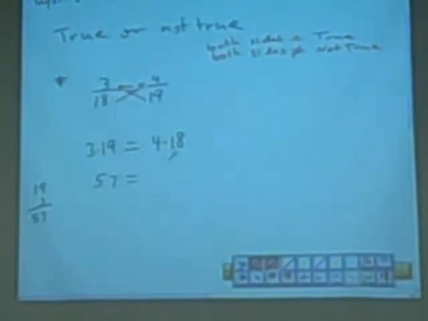4 times 18 is 72. So can we say this is true or not true? Not true, right? Because we can say that these are not equal. So therefore, 3 over 18 is not equal to 4 over 19. So that's not true.